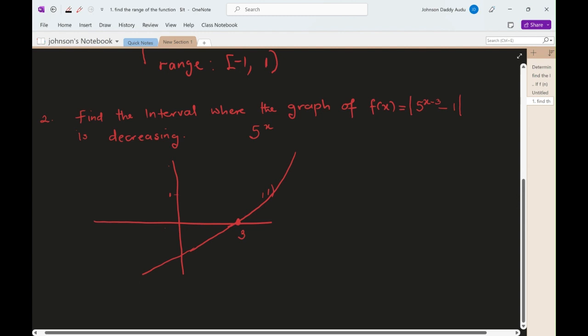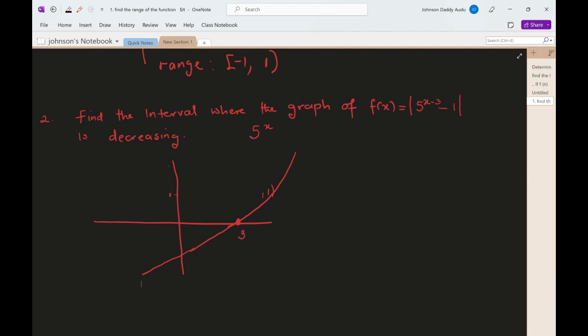Now, let's see if x equals 0, we're going to have what? If x equals 0, we're going to have 5 to the power minus 3, minus 1. So this is a small number, which will be less than minus 1. Okay, so we know here is going to be less than minus 1. But do we really need that? Now, let's see. So this will be like the graph of 5 to the power x minus 3, minus 1.